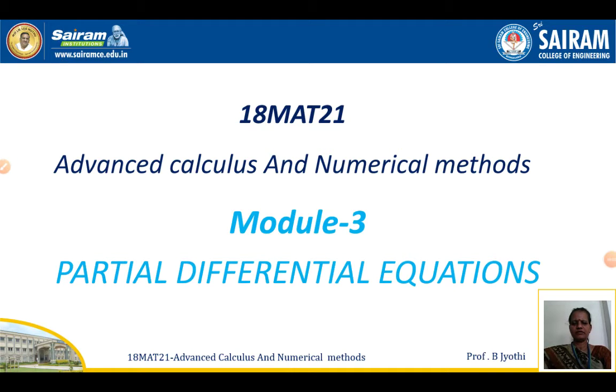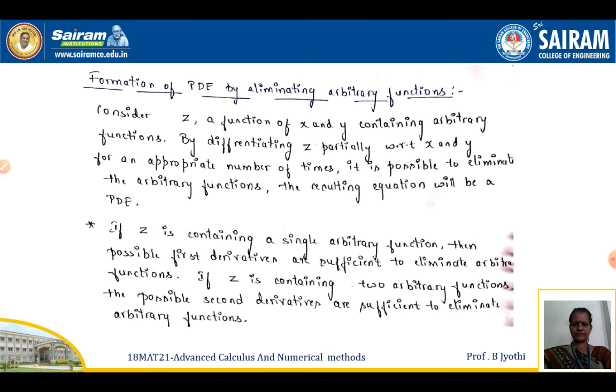And today we are going to discuss how to form a partial differential equation by eliminating the arbitrary functions. So consider z as a function of x and y containing the arbitrary functions. By differentiating z partially with respect to x and y an appropriate number of times, we can eliminate the arbitrary functions. So the resulting equation will be a partial differential equation.